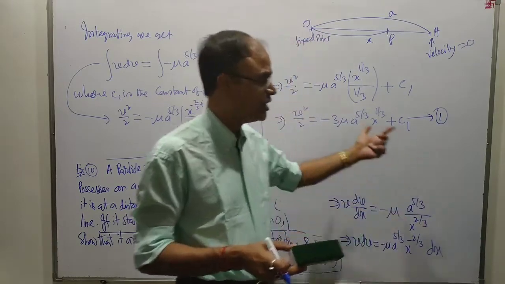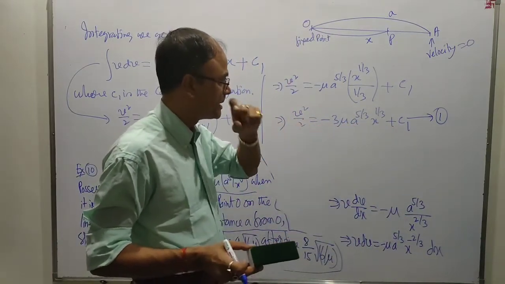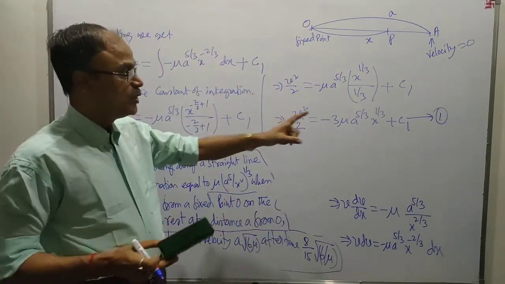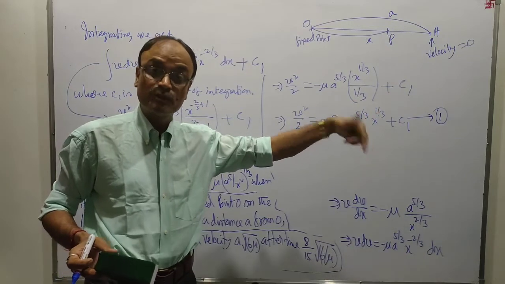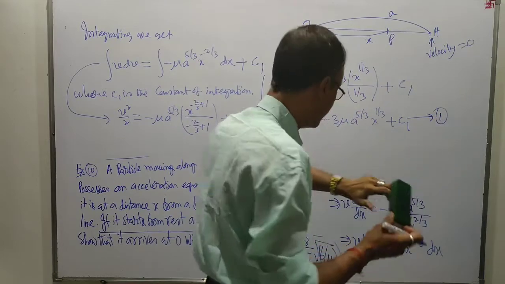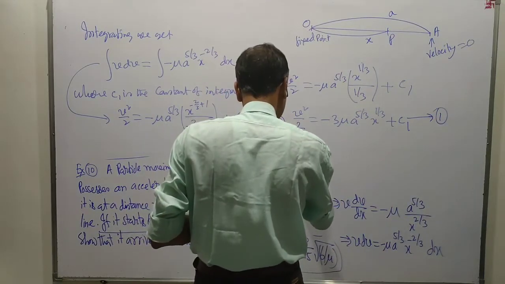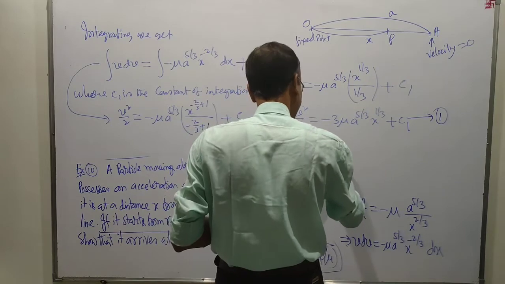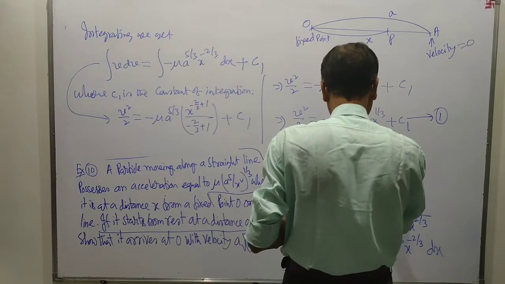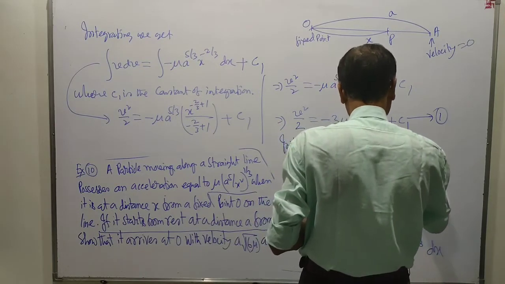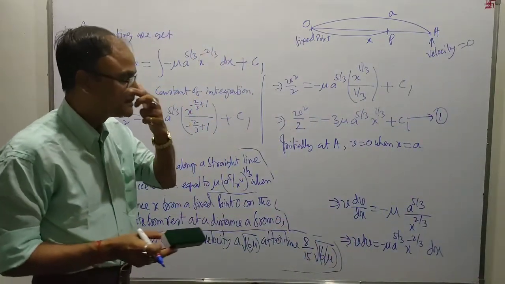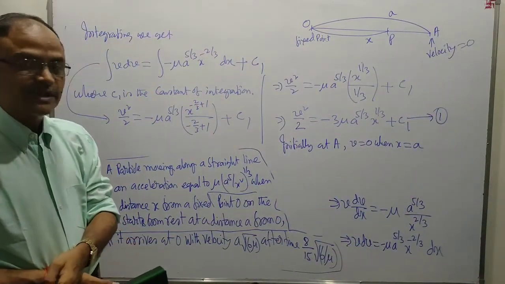Very simple differential equation, very simple integration. Now we have to find the constant of integration from the initial condition. Initially the particle was at A. Velocity equal to 0 when x is equal to a.